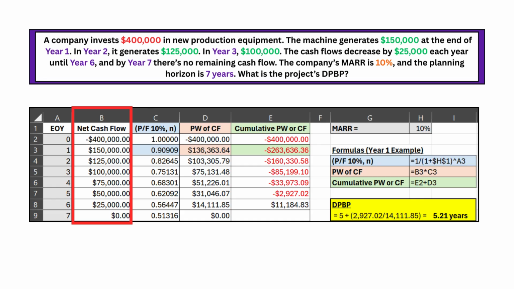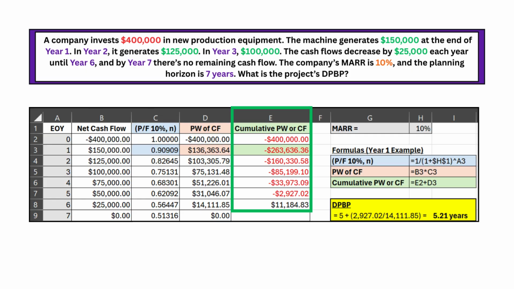At first glance, you might be tempted to just add the cash flows. If you did that, the investment would appear to recover relatively quickly. But that ignores the required 10% return. Instead, we discount each cash flow back to present value using the 10% rate. The $150,000 in year 1 becomes about $136,364 in present worth. The $125,000 in year 2 becomes about $103,306. Year 3's $100,000 becomes about $75,131. We continue this process for every year.